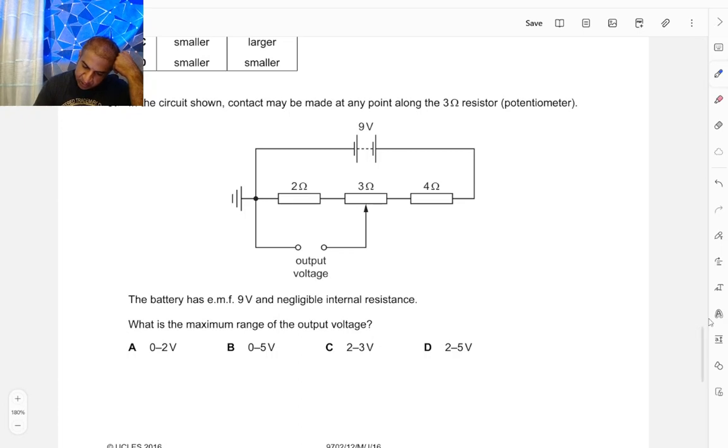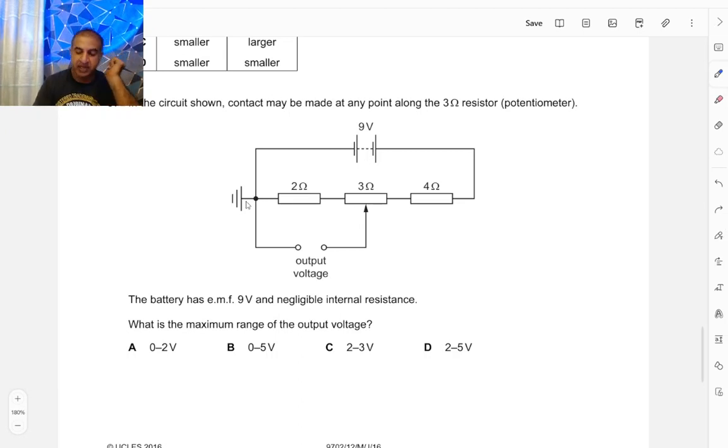In the circuit, contact may be made at any point along the 3 ohm resistor, the potentiometer. So this is the potentiometer. That means if we are just going to connect it over here, we are only going to be seeing 2 ohms over here. If we are going to connect it over here, that means we are going to be seeing 2 plus 3, that means 5 ohms.